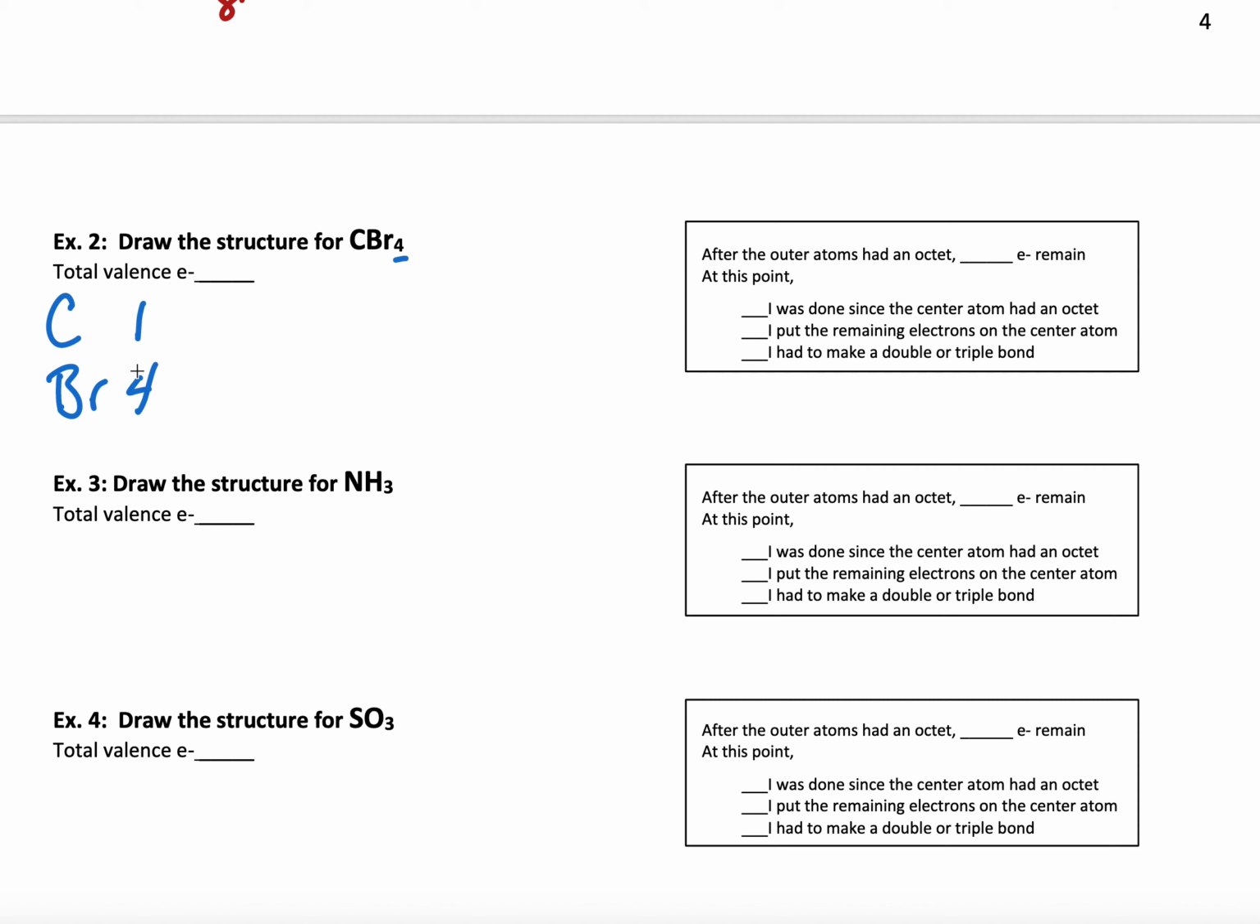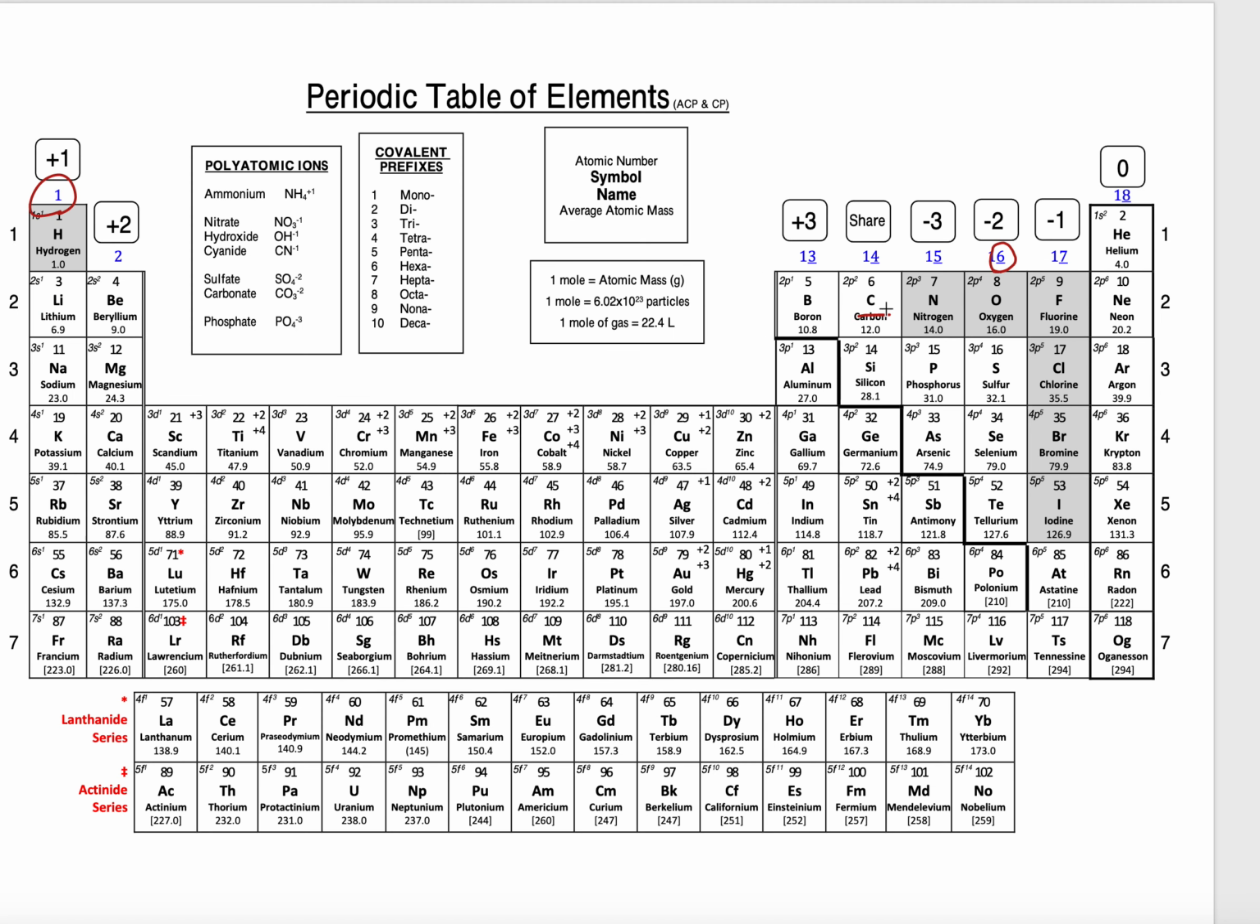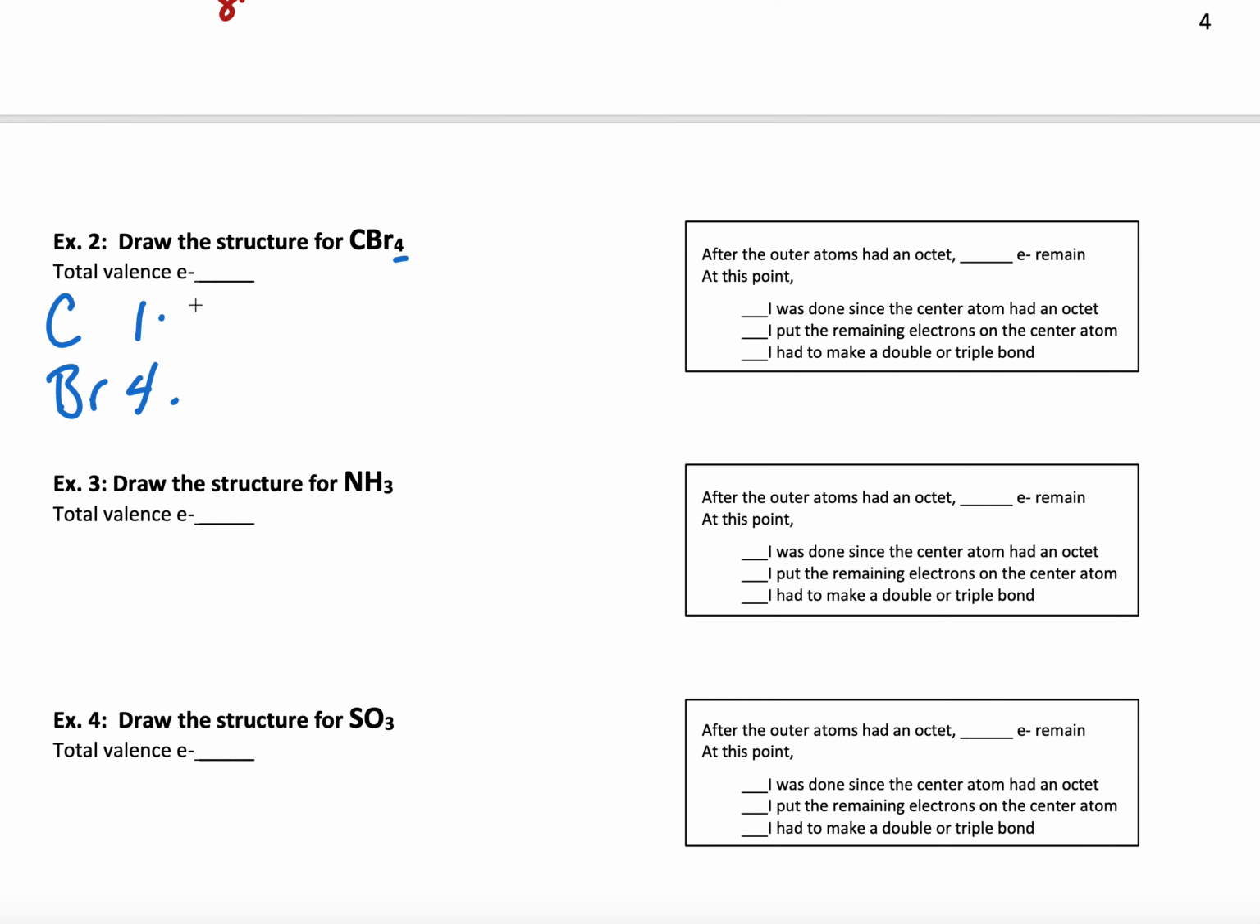Now use a periodic table to figure out how many valence electrons they have. So carbon is here. Carbon has 4, not 6. It has 4 valence. And bromine is here. If you look up, it has 7. So carbon's got 4, bromine's got 7. 1 times 4 is 4. 4 times 7 is 28. Add them up, grand total, 32. So these guys are going to have 32 electrons to share and get everybody happy.